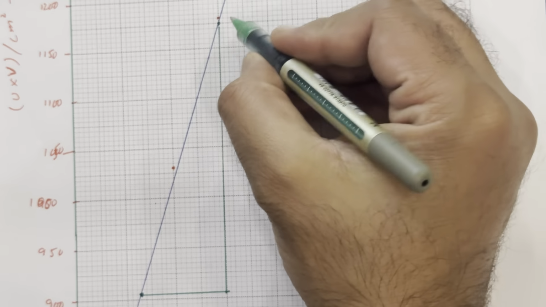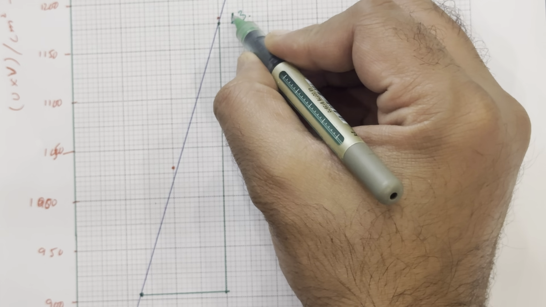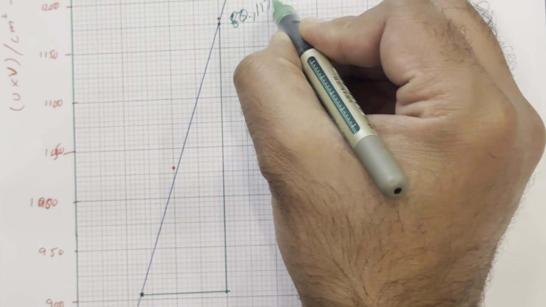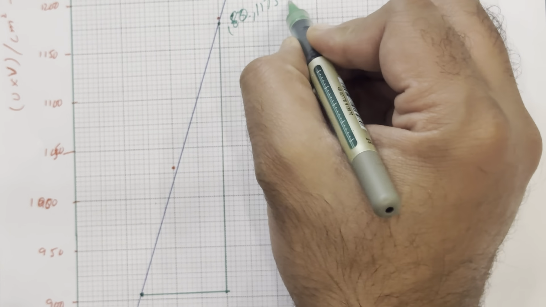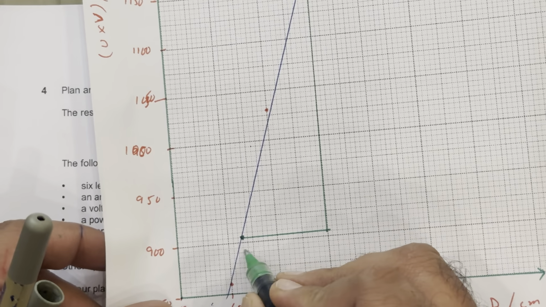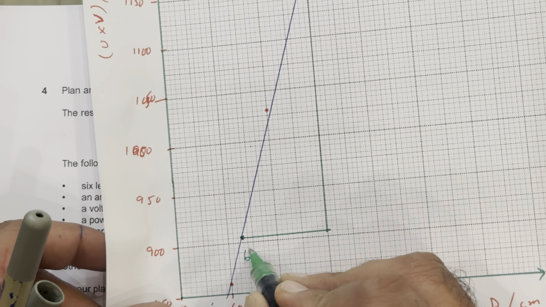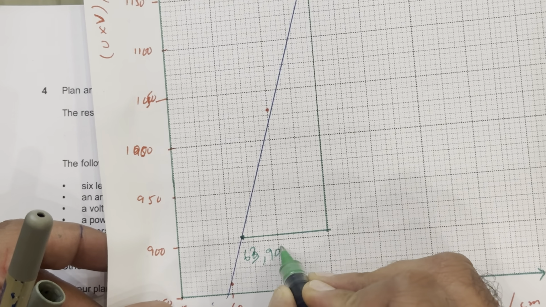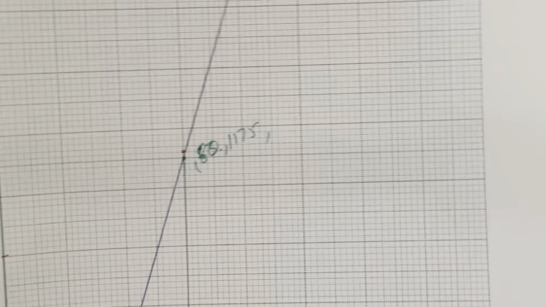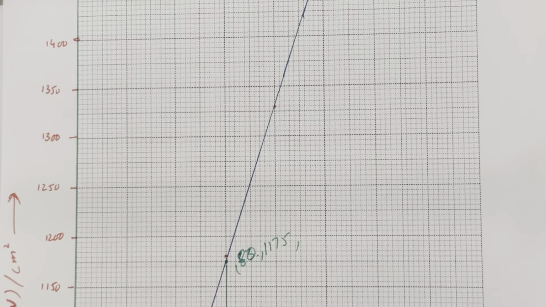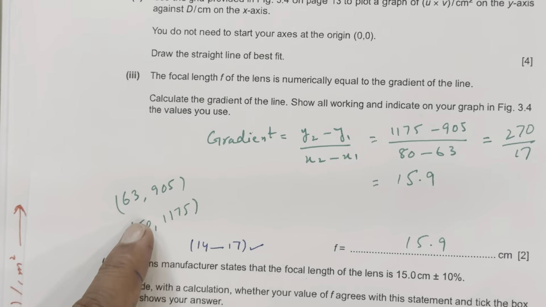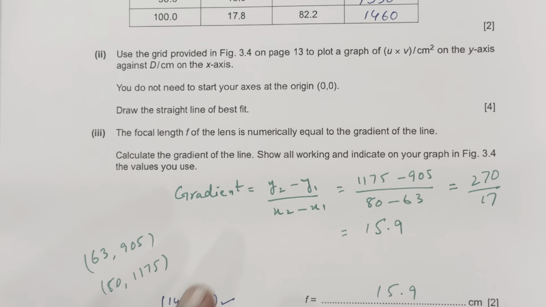So I have selected 80 and 1175, and 63 and 905. You can select any 2 points other than these 2 if you want. I just selected these. Now I write those points over here, so I can calculate the gradient.